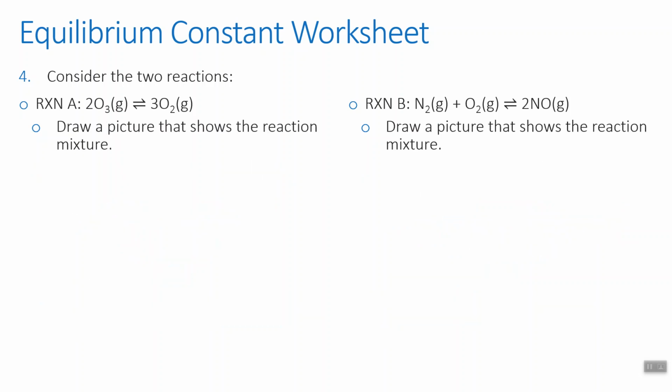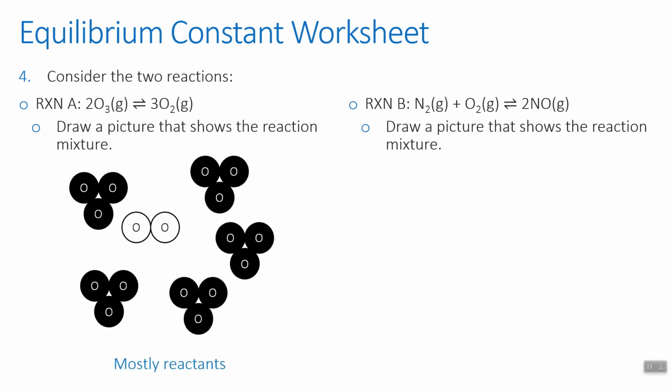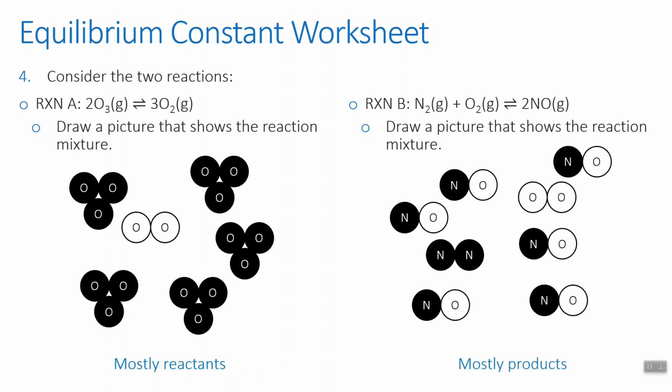So what does this look like? What should the reaction mixture look like? Well, for the oxygen and ozone reaction, we had a very small K value, which means that my mixture should be mostly reactants. So I have one O2 in there, but my mixture here is going to be mostly reactants. Whereas for reaction B, it's going to be mostly products because I had a very large value for K for reaction B.